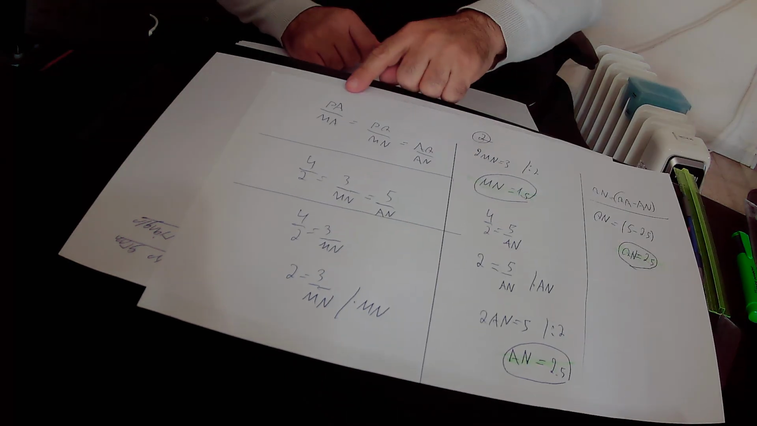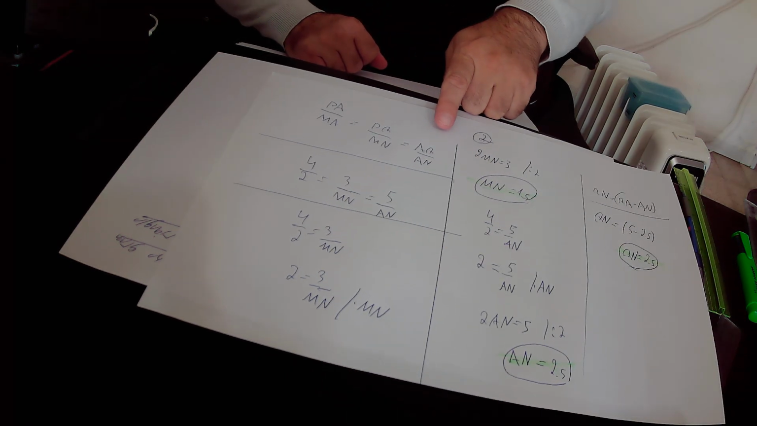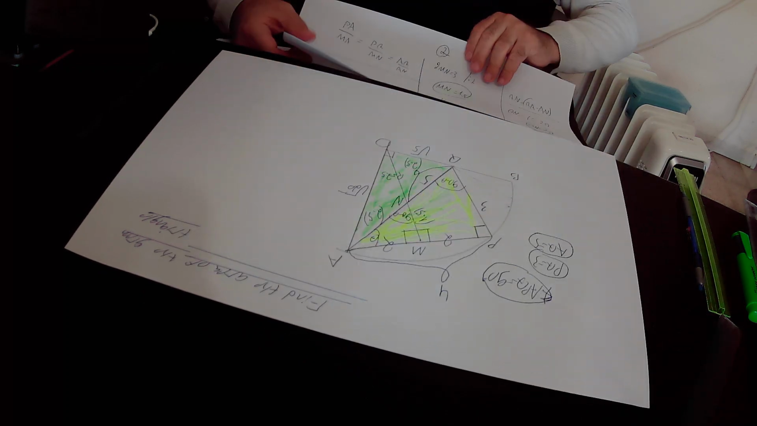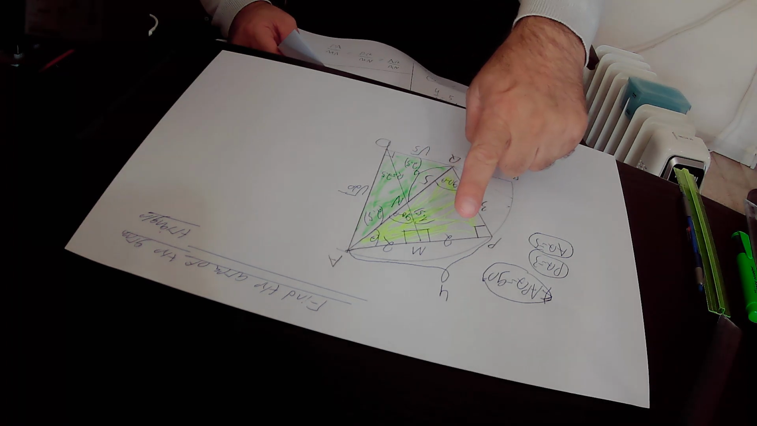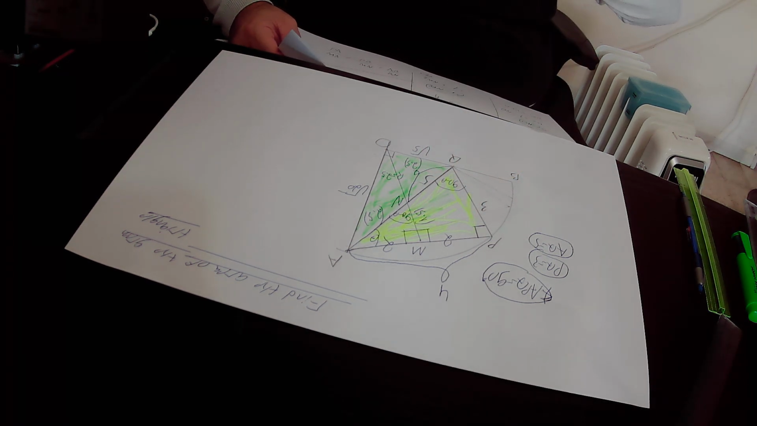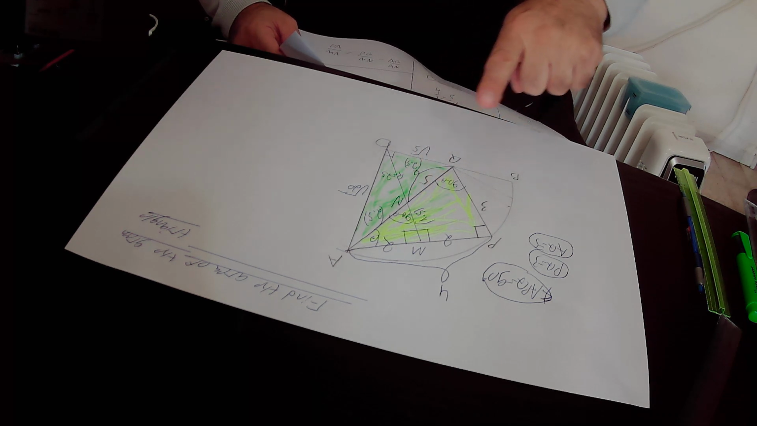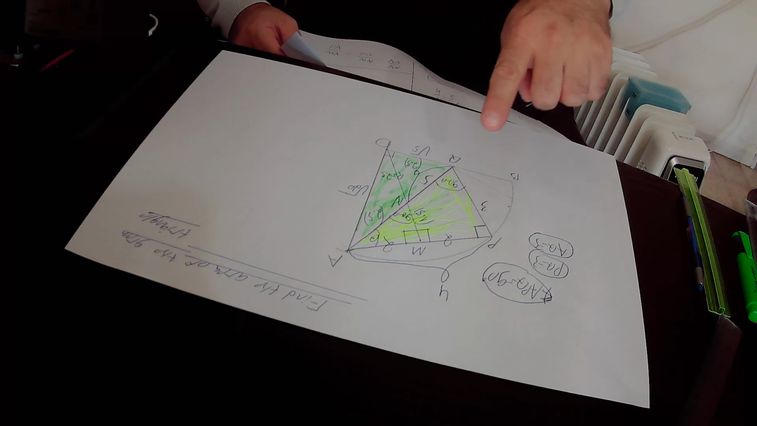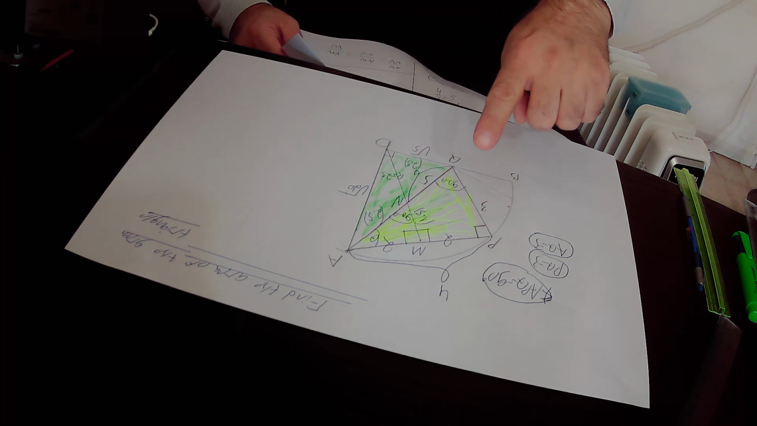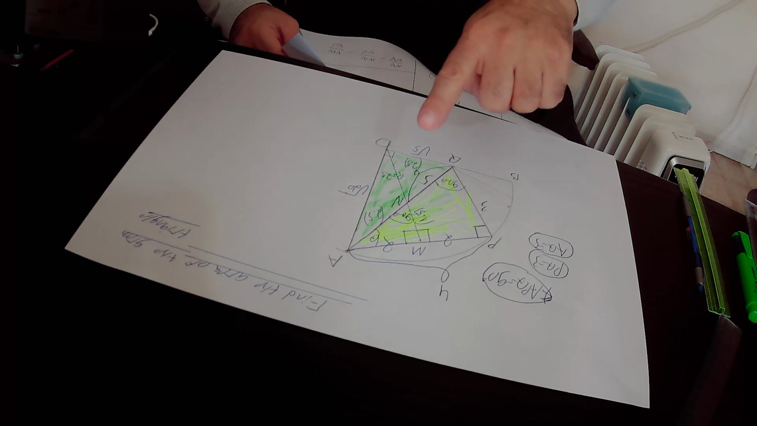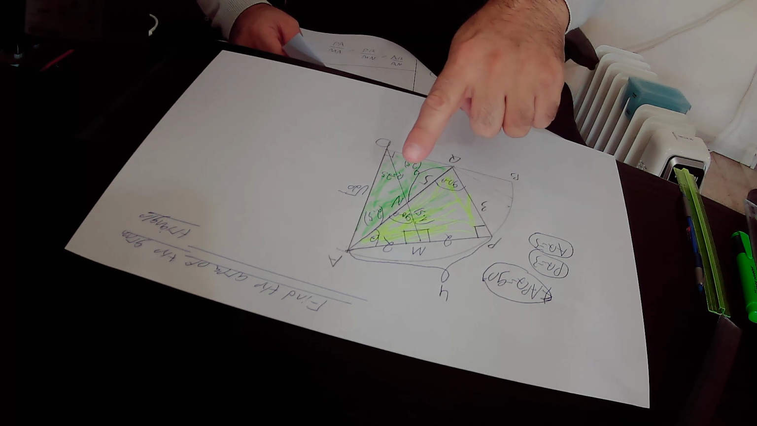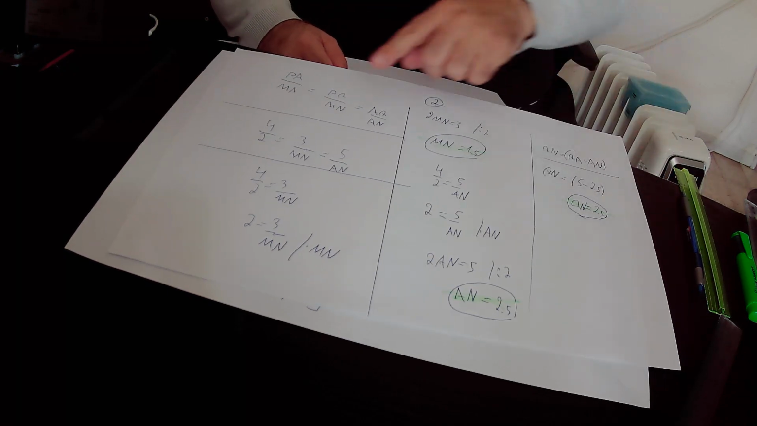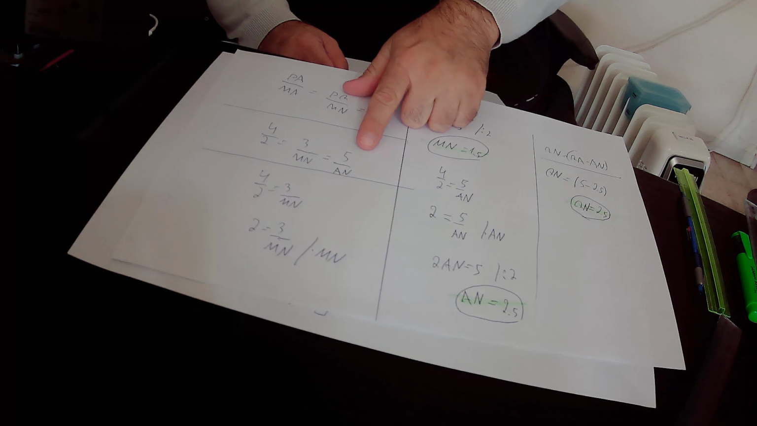We conclude that PA over AM equals PQ over MN equals AQ over AN. PA equals 4 units, AM equals 2 units, PQ is 3 units, MN is unknown, and AQ is 5 units, AN is unknown. Repeat again: 4 over 2 equals 3 over MN equals 5 over AN.